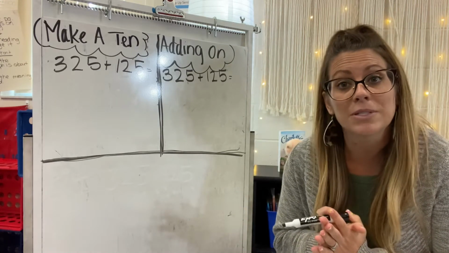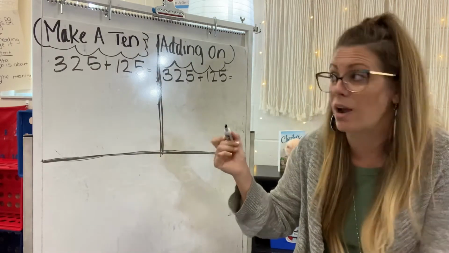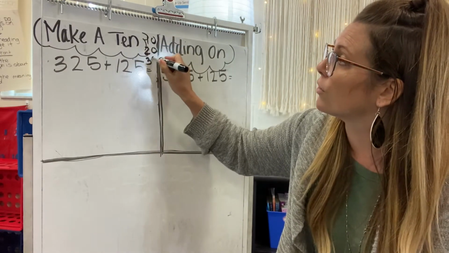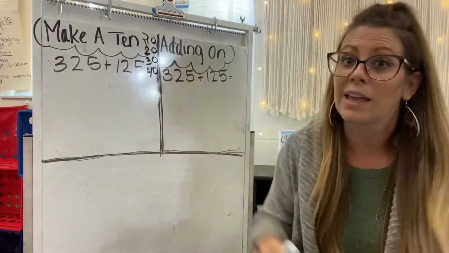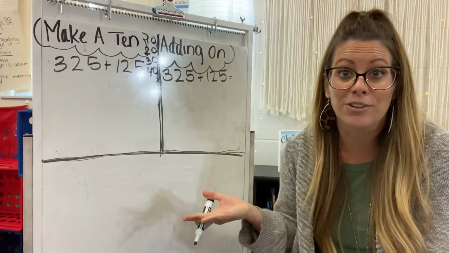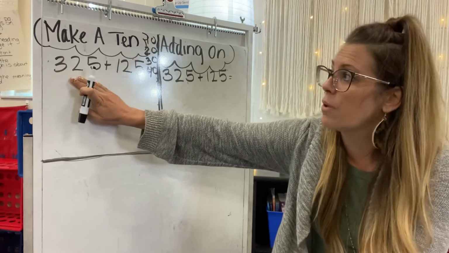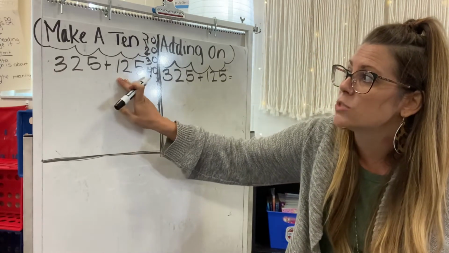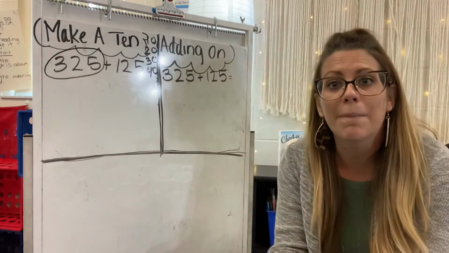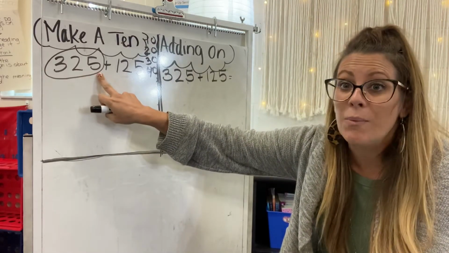Friendly numbers are numbers that end with a 0, or when we count by tens, right? So 10, 20, 30, 40, 50, 60, 70, 80, 90, and 100. Those are all friendly numbers, okay? So go ahead and write this problem, 325 plus 125. We're going to start with 325 and we want to make that a friendly number. It doesn't end in a 0. We want it to end in a 0.